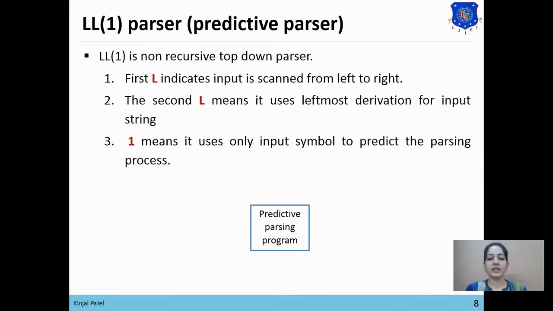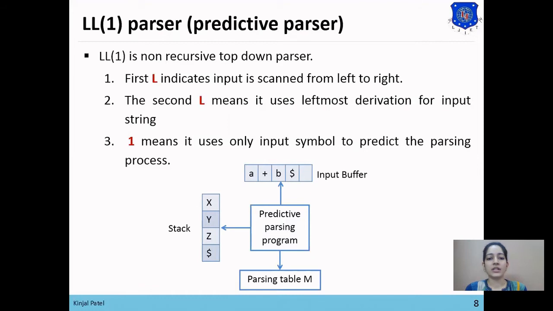Now we'll understand how predictive parsing works and which data structures are required by the predictive parser. First data structure is input buffer. Input buffer is used to store the input string. Then second data structure is stack. Stack is used to store the procedures used by the predictive parser. And third data structure is parsing table. We'll construct the parsing table from a given grammar. And using these three data structures, predictive parsing parses the string and generates the output.